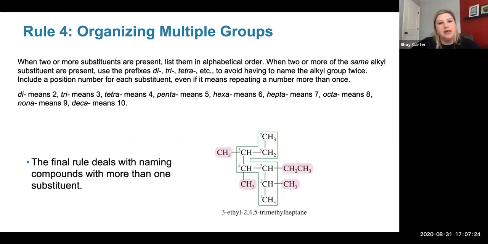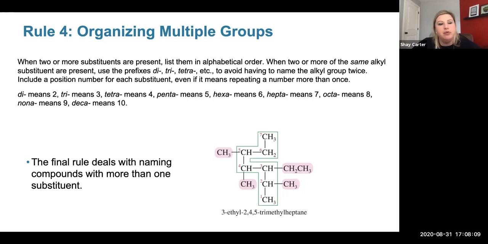Okay, organizing multiple groups. So when 2 or more substituents are present, we're going to list them in alphabetical order. When 2 or more of the same alkyl substituents are present, we're going to use our prefixes, di, tri, tetra, etc. in order to avoid having to name the alkyl group twice, okay? And we're going to include a position number for each substituent, even if it means repeating a number more than once, okay? These are called locants, L-O-C-A-N-T-S, locants, okay? It's like your house number in your address. It just tells us where what is going on, okay?